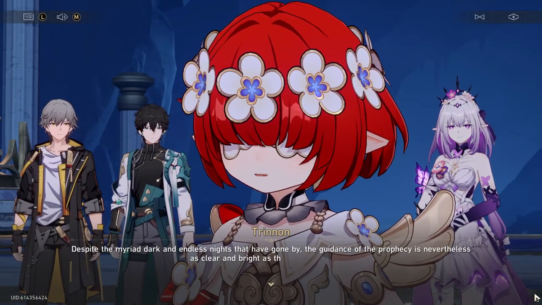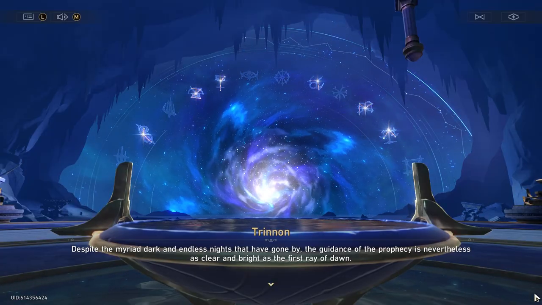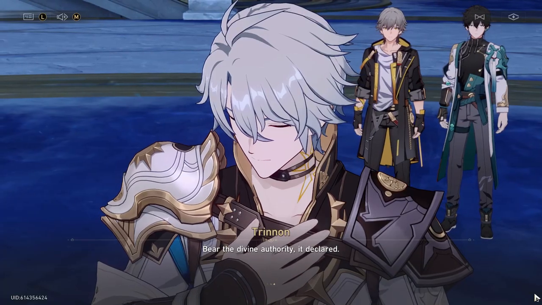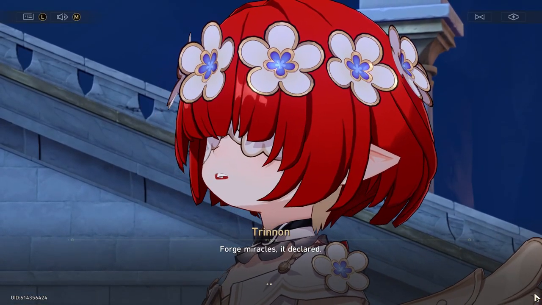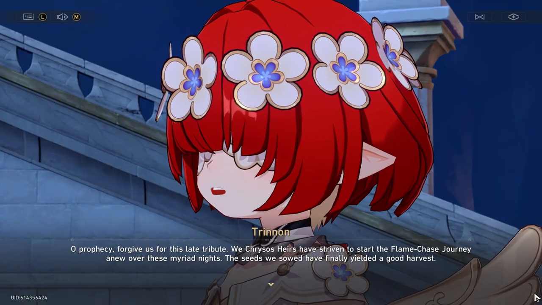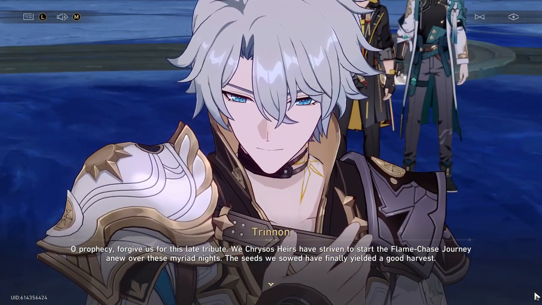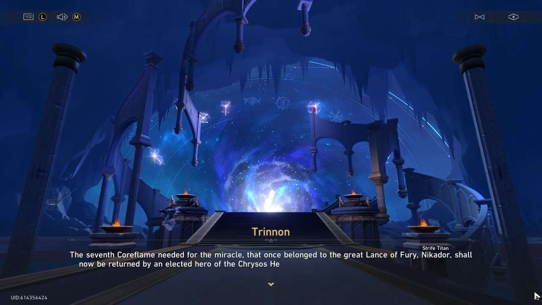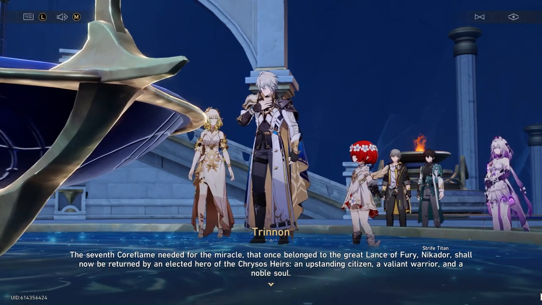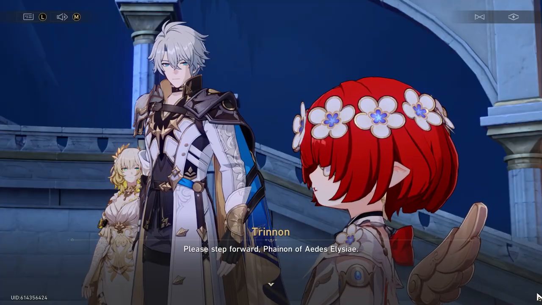Despite the myriad dark and endless nights that have gone by, the guidance of the prophecy is nevertheless as clear and bright as the first ray of dawn. Overthrow the gods, it declared. Restore the core flames, it declared. Bear the divine authority, it declared. Forge miracles, it declared. O prophecy, forgive us for this late tribute. We, Chrysos Eris, have striven to start the flame chase journey anew over these myriad nights. The seeds we sowed have finally yielded a good harvest, the 7th core flame needed for the miracle, that once belonged to the great Lance of Fury, Nikador, shall now be returned by an elected hero of the Chrysos heirs, an upstanding citizen, a valiant warrior, and a noble soul. Please step forward, Phainon of Ides Elysiae.